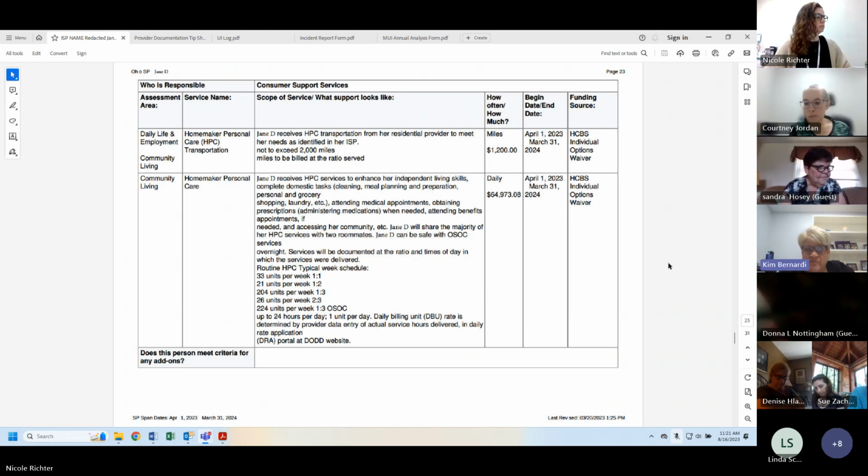Make sure, because I have met with many providers where this information was in the ISP and they're going, well, I don't do that with this person. Well, then the SSA needs to take that out if you're not doing that with the person, because when you have a compliance review, they're going to look at your documentation sheets and compare it to what's in the ISP.